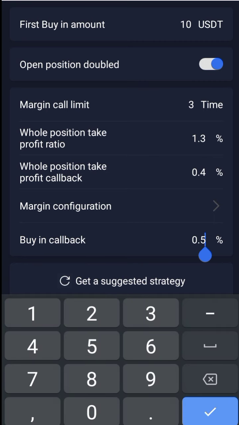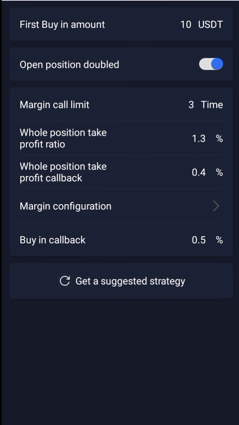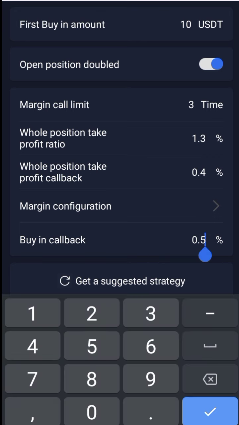Buy in callback, what does it mean? So let's have this one. The opposite of this is this. The opposite. Now let me explain. We say if you buy a coin at a particular price and the price rises 1.3% of the buy price, it should sell and get your profit, right?